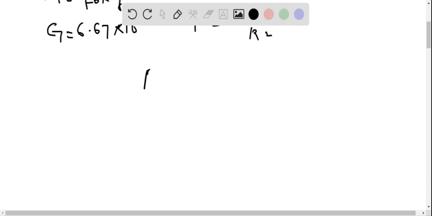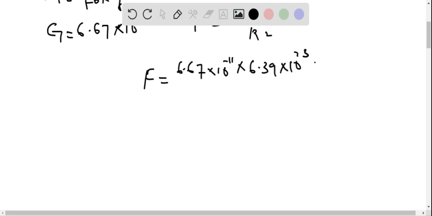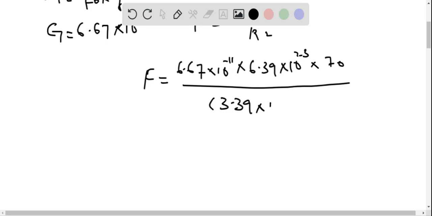Now, let's plug in values. So F is equal to 6.67 multiplied by 10 to the power minus 11 multiplied by 6.39 times 10 to the power 23 multiplied by 70 divided by 3.39 multiplied by 10 to the power 6 whole square, and therefore F is equal to 259.61 Newton. So the gravitational force on the surface of the Mars acting on 70 kilogram body is 259.61 Newton.